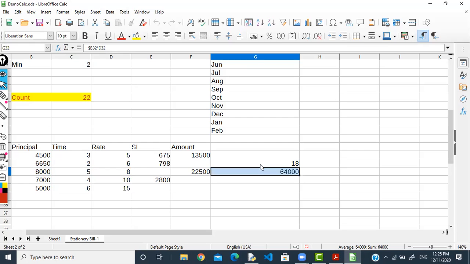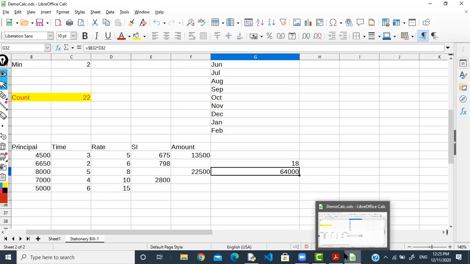In the previous example, you can see that the column number is changing, but the row number is not changing. But here you can observe that the row number is changing and the column number is not changing. Why? Because you have put the dollar sign before the column number. So what happened? Your column became the constant. And that's why it's not changing. So this is the concept of relative and mixed cell referencing.